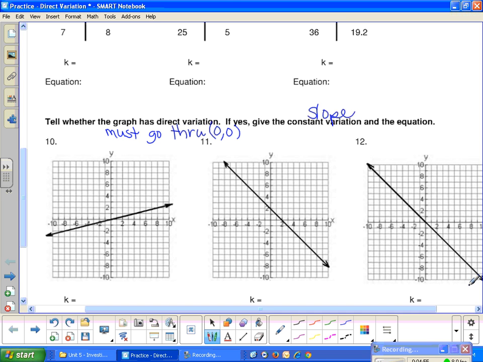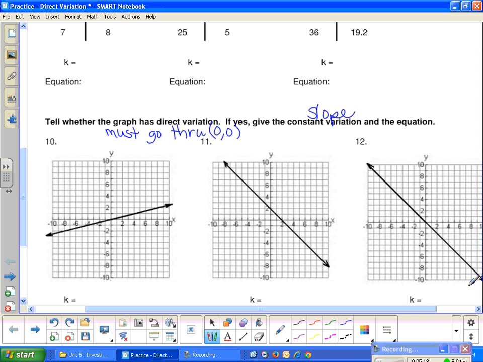So if the graph is direct variation, all you have to do is look at it. It has to go through 0, 0 because if none of you go to the show, do you spend money on tickets? No. If you don't put any gas in your car, do you spend money on gas? No. So your starting point is 0 every time.